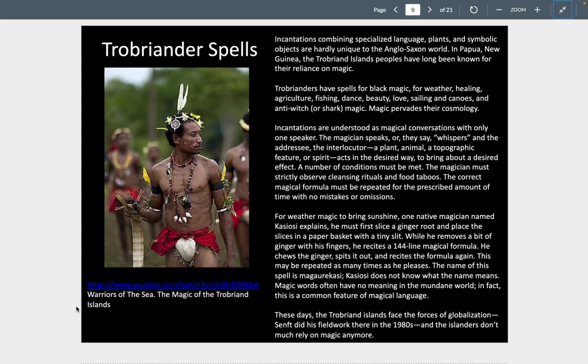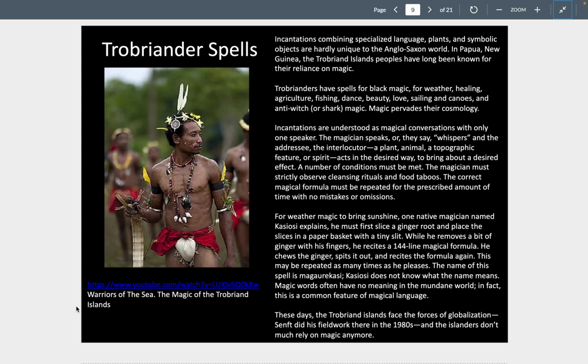So where do we find magic in the modern world today outside of the West? One of the places that is often cited is the Trobriander spells. Incantations that combine specialized language, plants, and symbolic objects are hardly unique, as I was saying, to the Western world, or the Anglo-Saxon world, if we're going to use Old English as an example. In New Guinea, the Trobriand island people have long been known for their reliance on magic. They have spells for black magic, for weather, for healing, for agriculture, fishing, dance, beauty, love, sailing in canoes, and anti-witch or shark magic. Magic provides their cosmology.